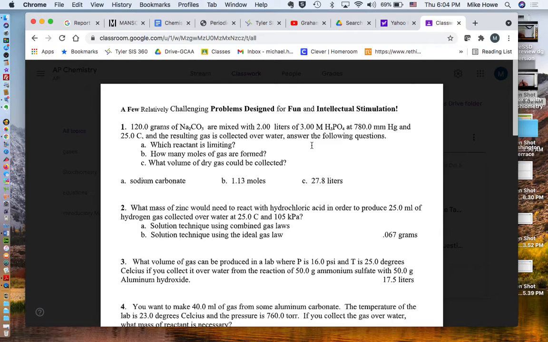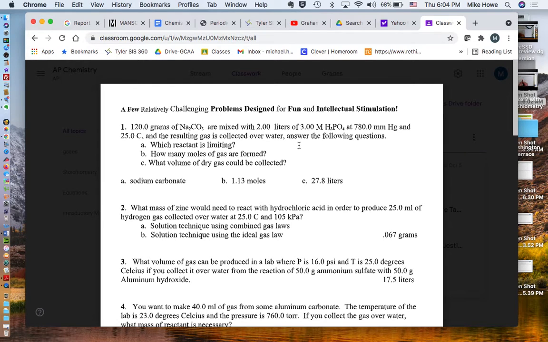Remember that when we mixed those chemicals in the last little lab we did with the mystery mixtures, when we mixed them together we got some fizzing. The fizzing is carbon dioxide. So the gas that's produced is carbon dioxide, and it's collected over water.